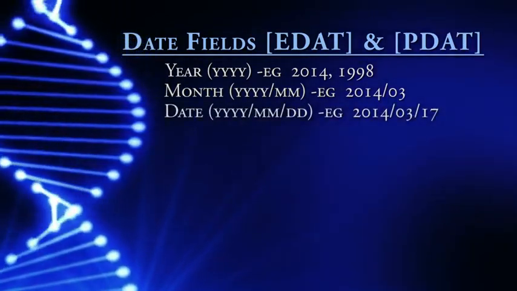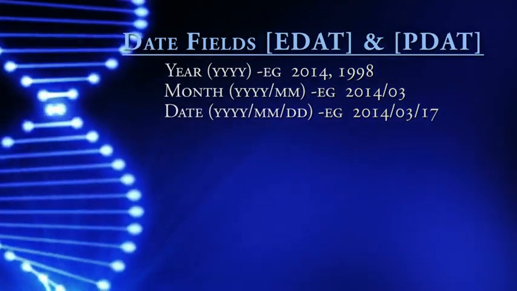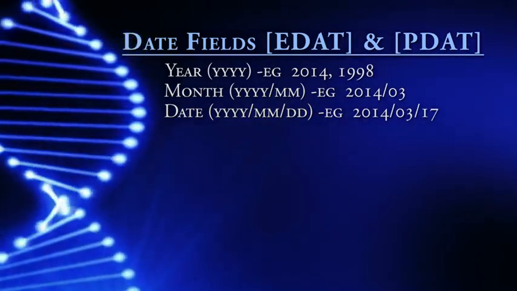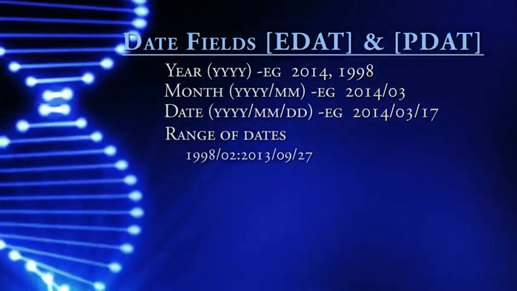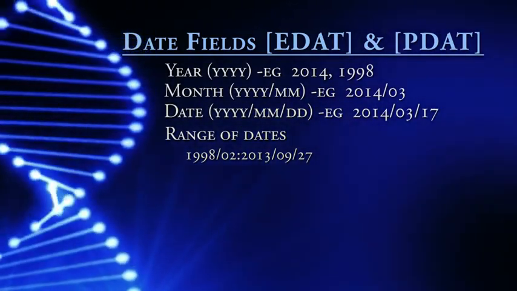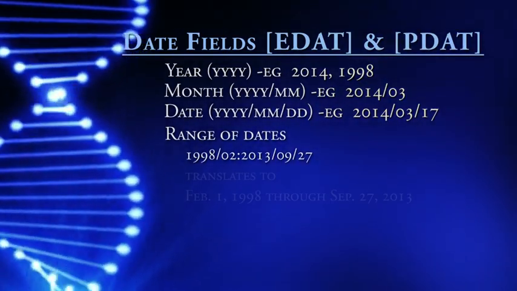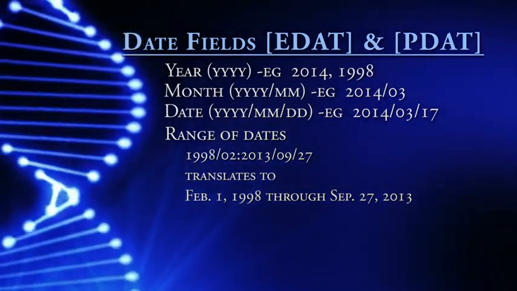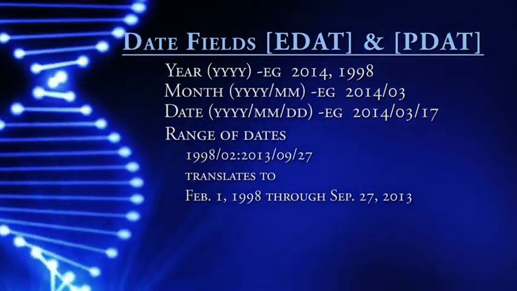Finally, the specific date. 2014/03/17 gives you March 17th, 2014. It's most commonly used in a range of dates. 1998/02 colon 2013/09/27: the colon indicates a range. That translates to February 1st. Since it's at the beginning of the range, you get the whole month of February. So that is February 1st, 1998 through September 27th, 2013.